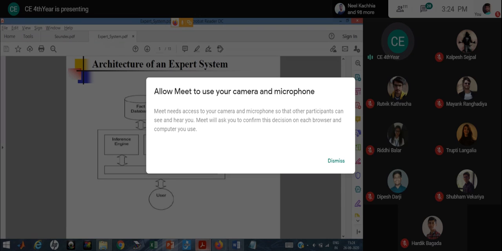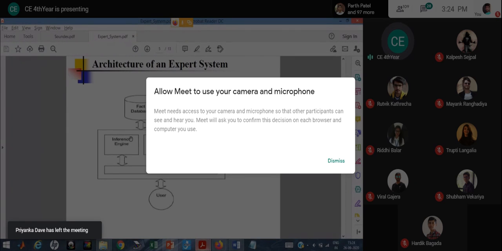This is the knowledge base editor, which allows the user to edit the information contained in the knowledge base. But the knowledge base editor is not usually made available to the end user of the system. It is used by the knowledge engineer or the expert to provide and update the knowledge contained within the system.